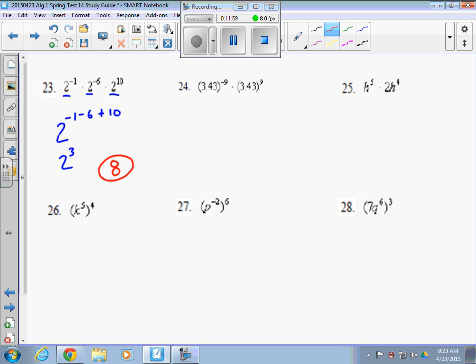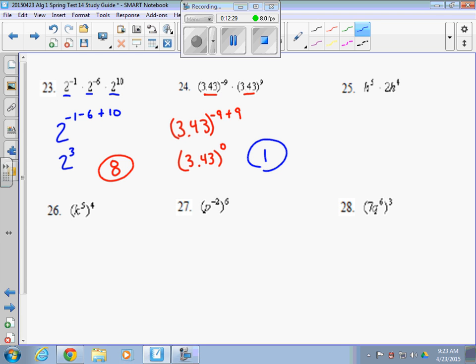Both of these, just like number 23, are the same base. They both say 3.43. So it winds up being 3.43 to the negative 9 plus 9. You add the exponents, and if you need to look at it this way, it might help. But 3.43 to the negative 9 plus 9 is to the 0, and we know anything to the 0 power is 1.